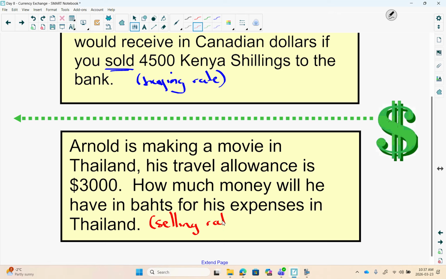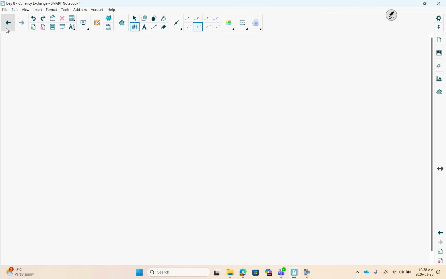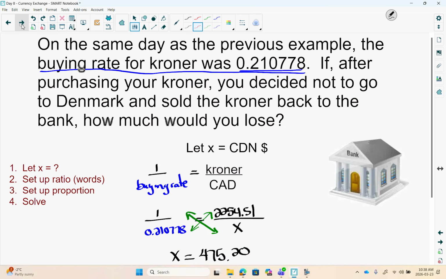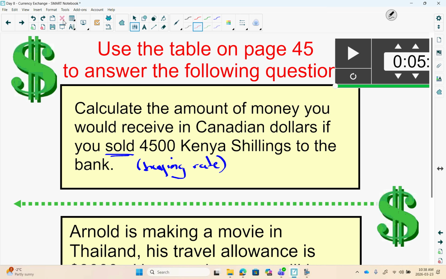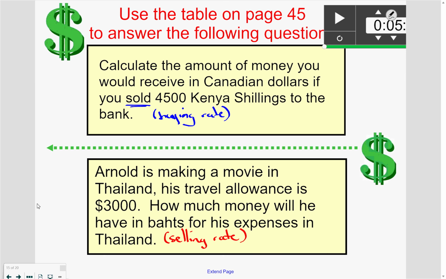Now, where do you get those numbers from? Where do you get the buying rate for Kenya and the selling rate for Thailand? Yeah, on the handout I gave you. Use the tables that I gave you. So you can try these for your homework. Cool?